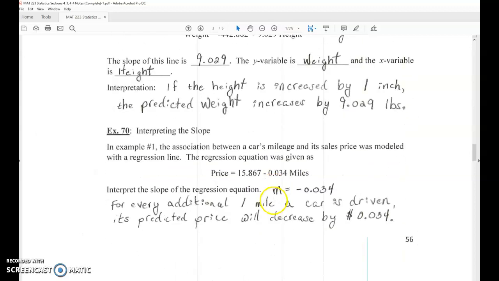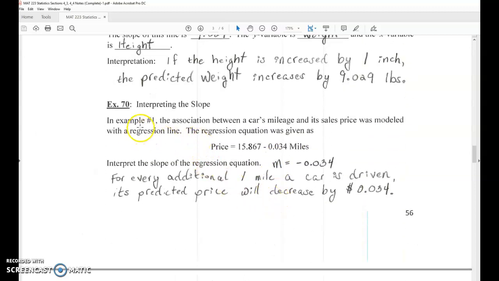All right, so let's do another example. In the previous example, I didn't change the number. I'm sorry about that. The association between a car's mileage and its sales price was modeled with a regression line. The regression equation was given this way. Okay, so this should have been a comma, by the way.